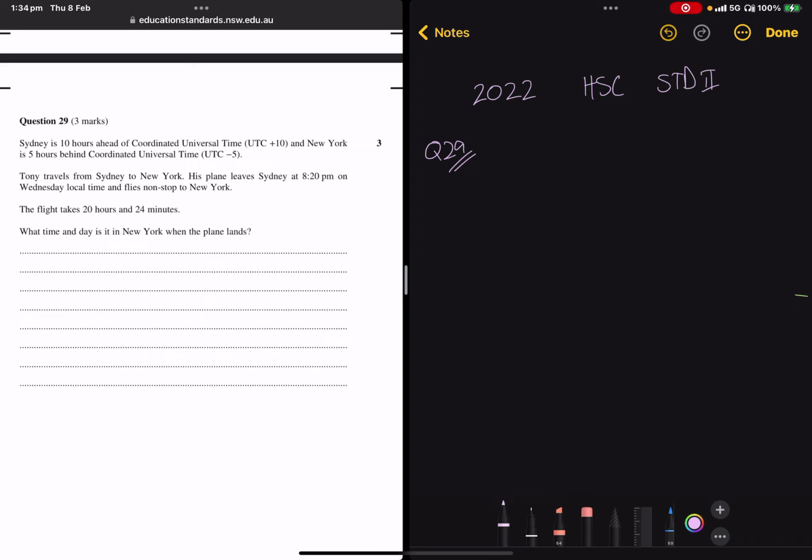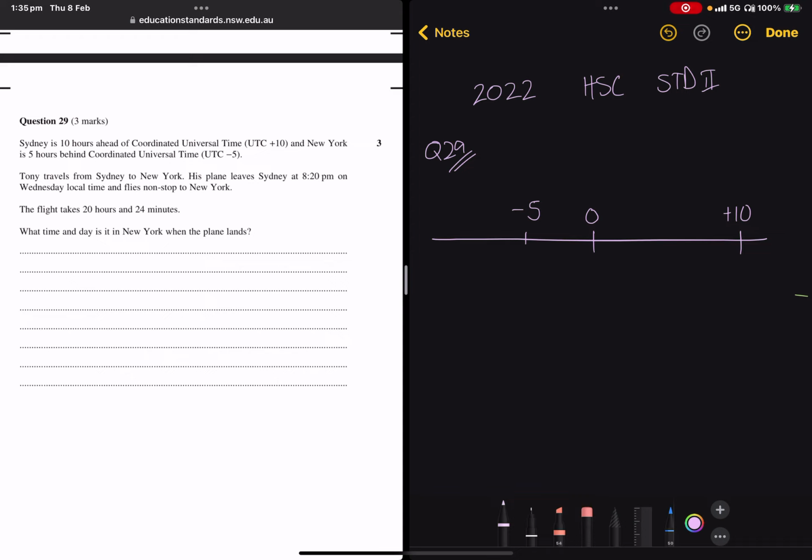So I'm actually going to do this with a number line. I'm going to draw a number line. We're going to say that this is UTC 0. Sydney is over here at UTC plus 10, and New York is over here at UTC minus 5. Notice there is a 15-hour gap between New York and Sydney. We can identify this immediately. And New York is 15 hours behind Sydney.